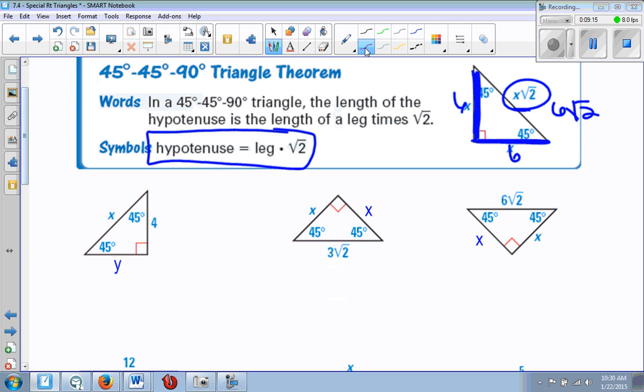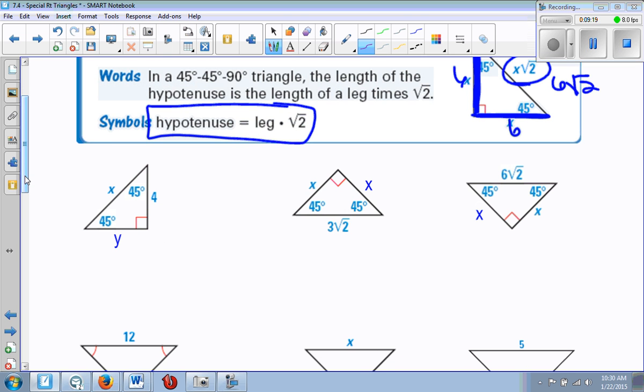So coming down, looking at some extra problems down here. In my first problem, one of the legs is 4. That means that the other leg has to be 4 because it's an isosceles triangle. If I want to figure out the hypotenuse, it's the leg multiplied by square root of 2. So just 4 square root of 2.